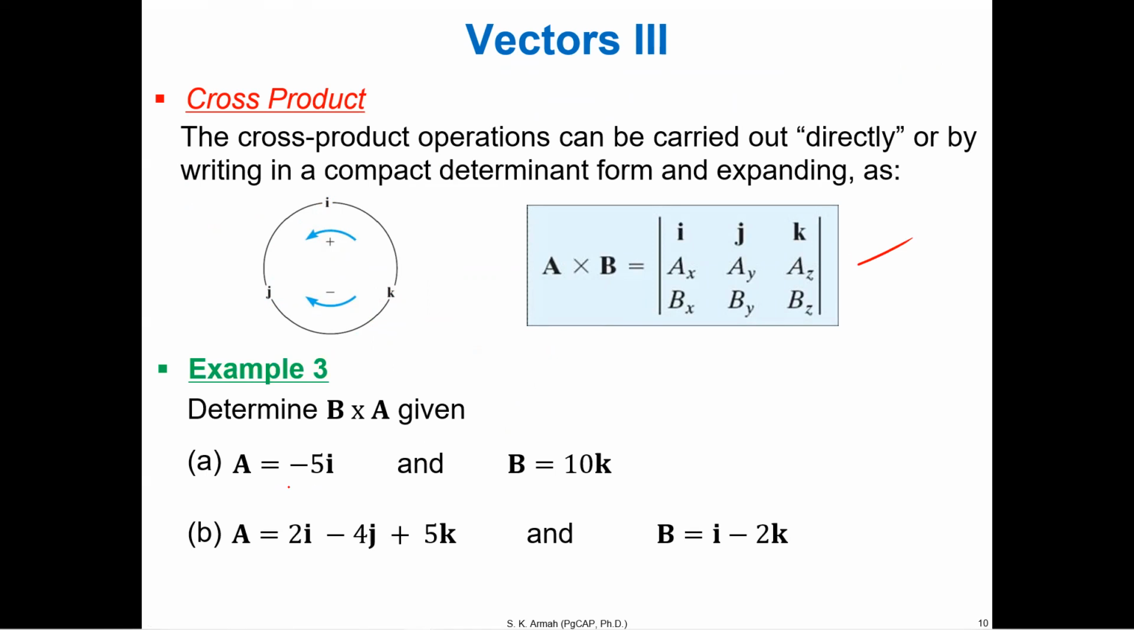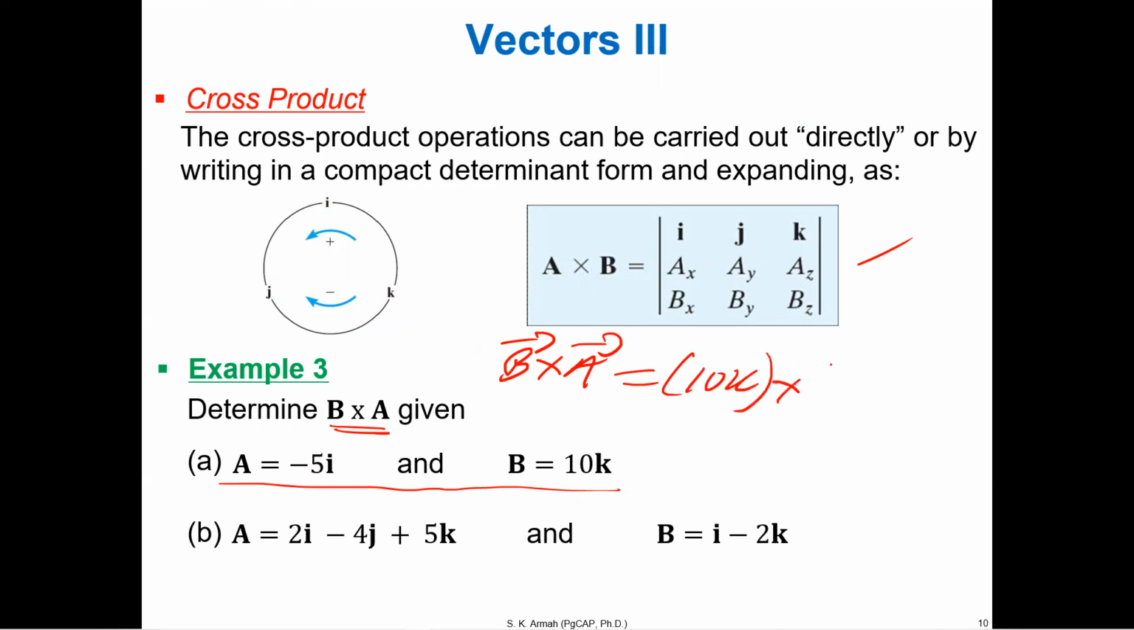So, for example, if you take this example here, I have two vectors, A and B. You want to cross them. We have to follow the question, so we should do B cross A. The order is very important. So B cross A. It's a bold vector, but we write it like this. So it's 10K cross minus 5I. If you use this, 10 times 5 minus 5 is minus 50. Let me write this, minus 50.